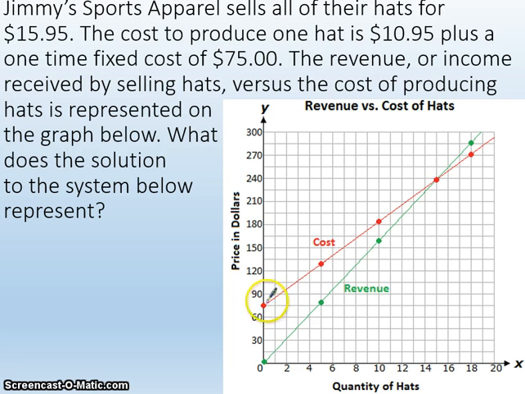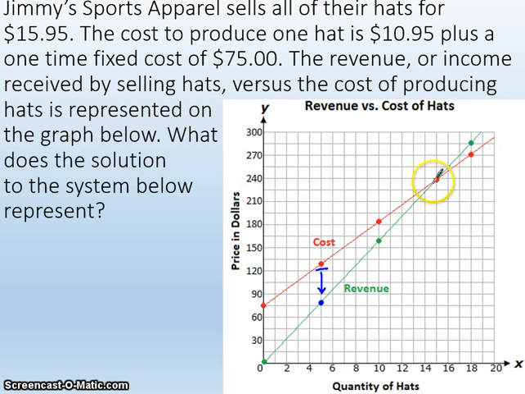And every hat that they have made adds an additional $10.95 in cost on to the bill. Now the revenue is what they sell the hats for, so this green line is what they sell the hats for. So you can see that here at 5, if they sell 5 hats, they're actually making less than what they paid for 5 hats. The cost to buy 5 hats for the store is more than what it costs when you buy 5 hats as a customer.